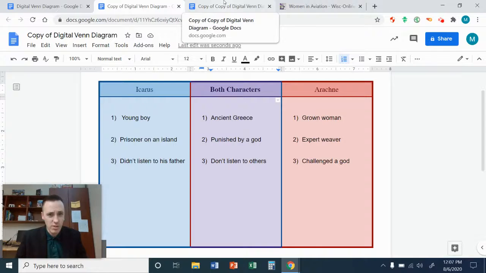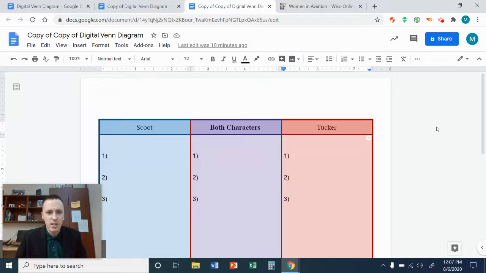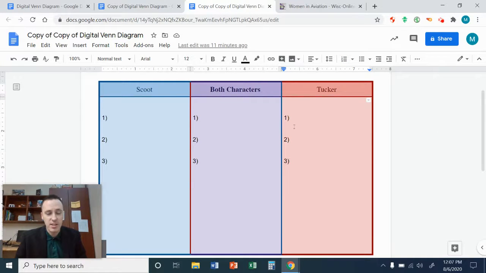Let's give one more try before I set you off on your own. This is going to require a little more memory because it's from the first story we read, Scoot from Rogue Wave, and Tucker from Big Things Come in Small Packages. And I find this easier. Again, when we're finding the differences, what we can do is if we name something about one character, what is opposite or different about that one? Well, we know Scoot is a girl.